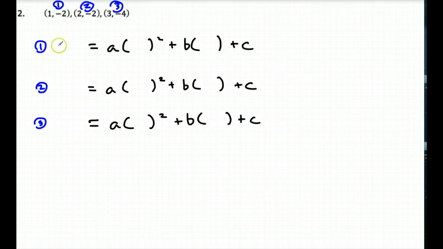So y for the first equation is negative 2 and x is positive 1. For my second equation, y is negative 2 as well, x is positive 2. And then for my third equation, y is negative 4 and x is positive 3.